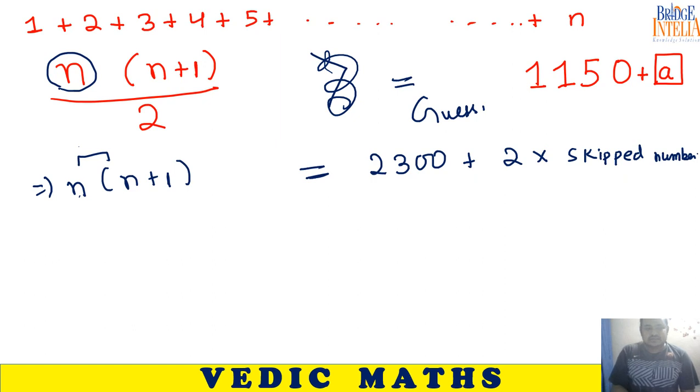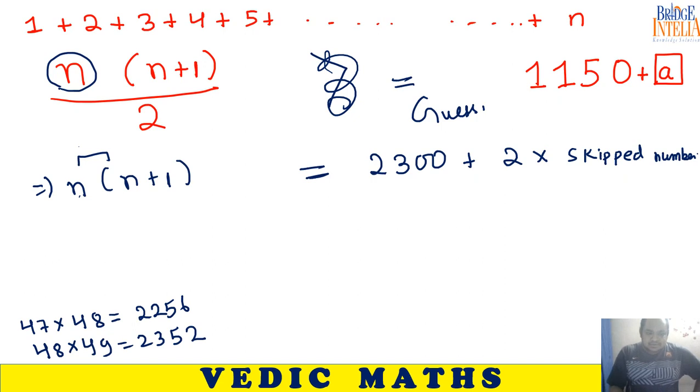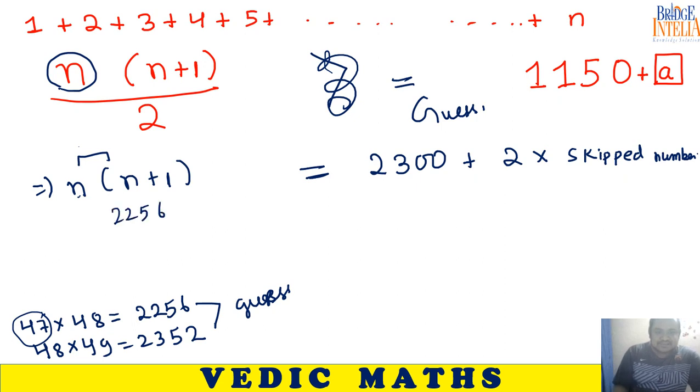So 48 into 47. So 47 multiplied by 48, that is equal to 2256. 48 multiplied by 49 is equal to 2352. So this is the guess. From here you can guess out the answer. How? If you assume n is equal to 47, so 47 into 48, only 2256. So 2256 cannot be equal to 2300 plus twice a natural number, because this is smaller. So this is not the case, this is the case.